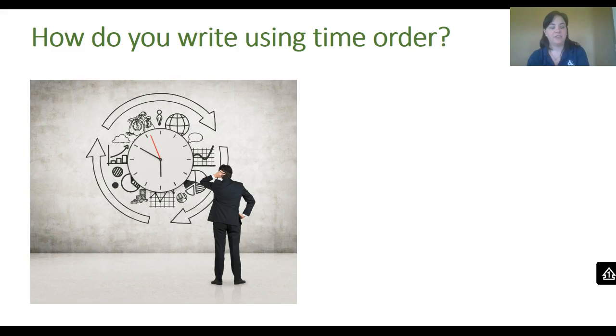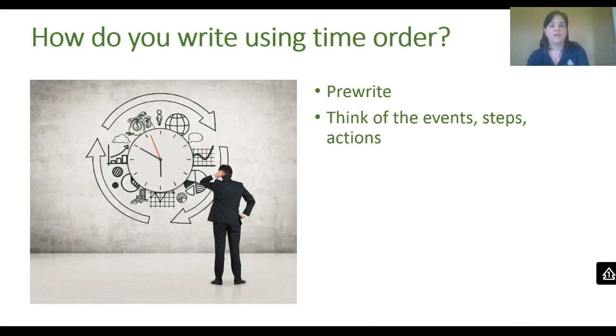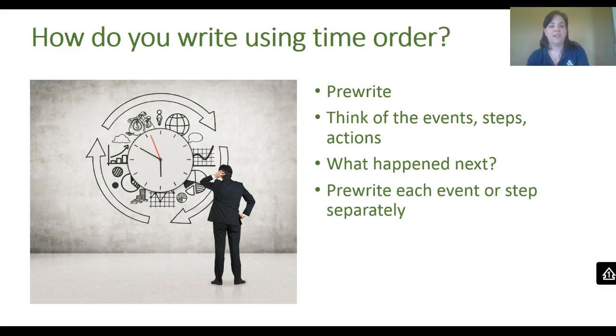Well, just like any time we sit down to complete a writing task, the first step is pre-writing. And if you remember, pre-writing is just taking time to generate your ideas before you write. If you know you're going to be using time order for your topic, you can think about the time order as you're pre-writing to make the drafting stage easier. As you're pre-writing, you want to think of the events, steps, or actions that you will be describing. And you want to keep asking yourself, what happens next, or what step comes next? You might find it helpful to pre-write each event or step separately to generate more details about each event or step before you start drafting.